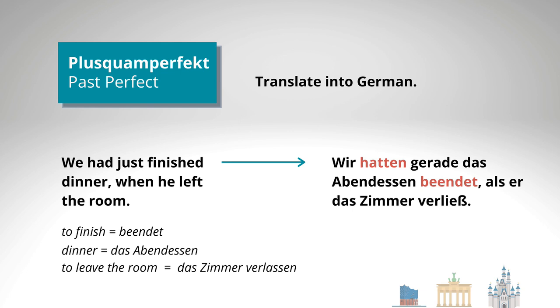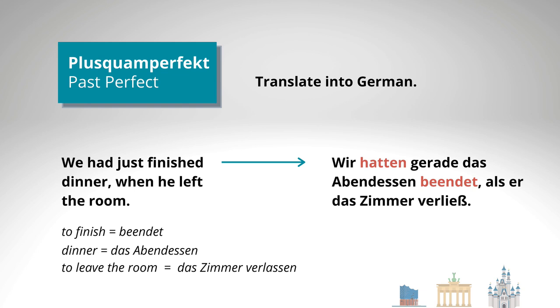So the fact that he left the room already happened in the past, but we just had finished dinner happened even further in the past. That's why we had just finished dinner uses the past perfect, the plusquamperfect, and he left the room uses the simple past, the Präteritum in German. Same thing in German as well.